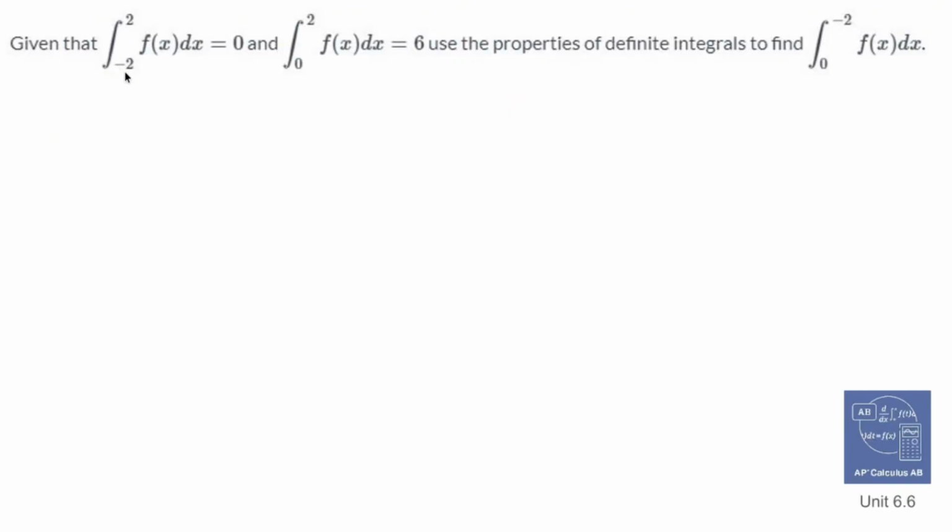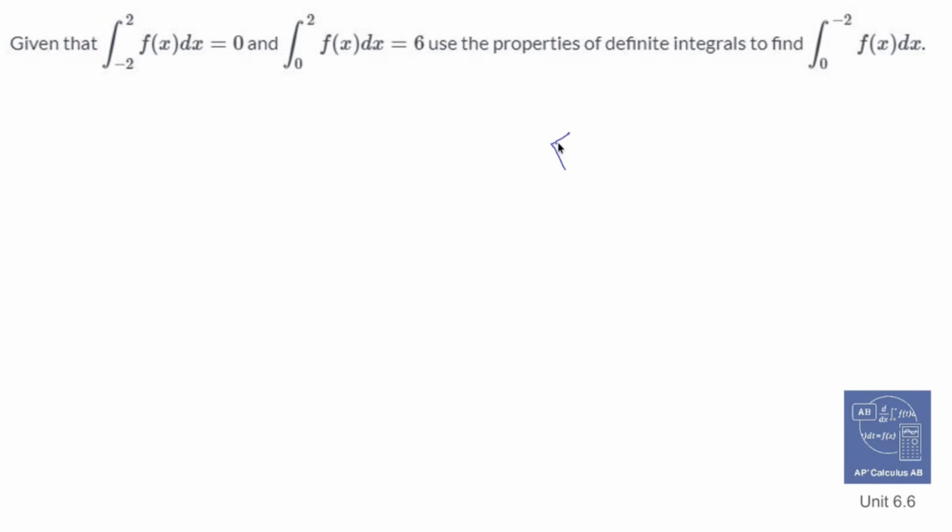Given that the integral from -2 to 2 of f(x) dx is 0, and the integral from 0 to 2 of f(x) dx is 6, use the properties of definite integrals to find the integral from 0 to -2 of f(x) dx. Well, this is going to be fairly nice, okay?